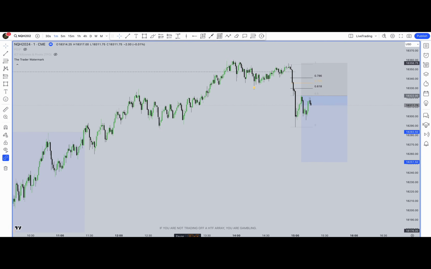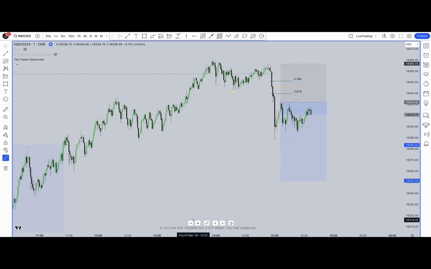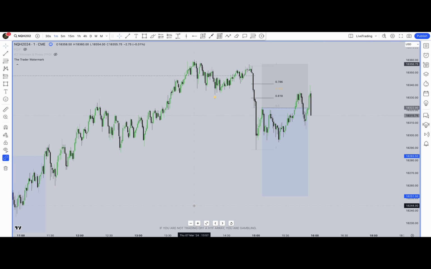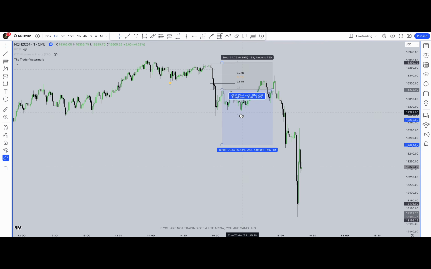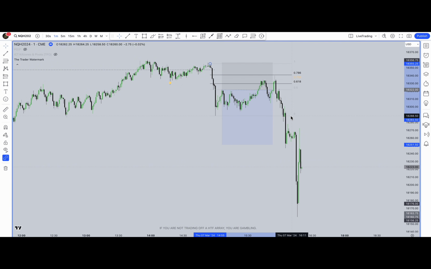For example, price touches it and goes lower. So here, price comes to the OTE entry. I'm going to make a dedicated video for that as well on this channel. OTE entry, and it moves away.